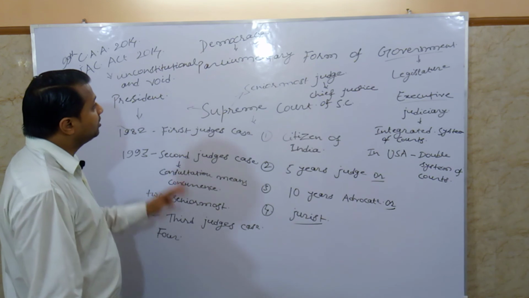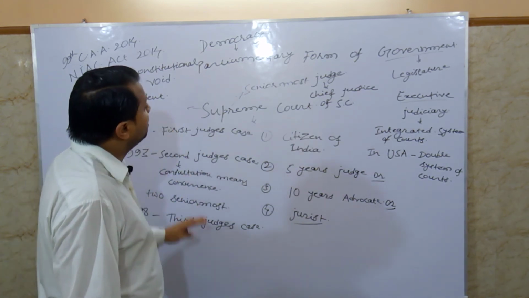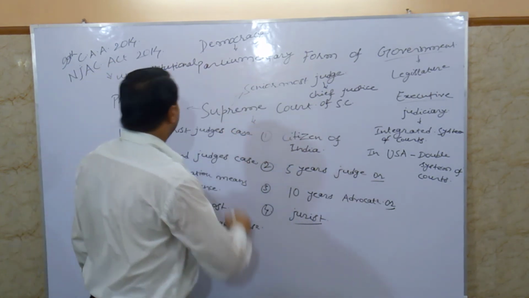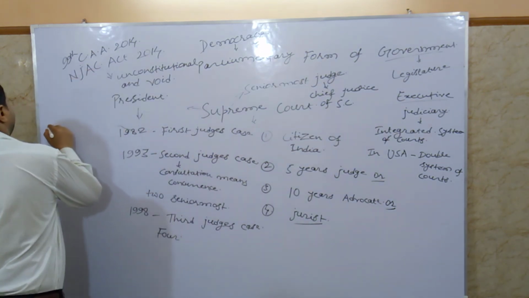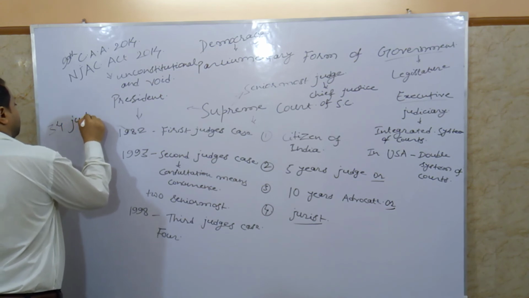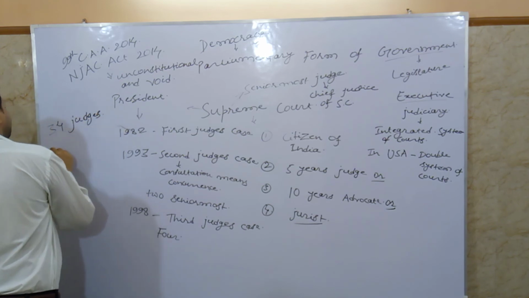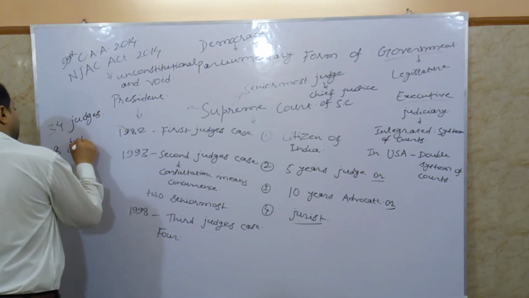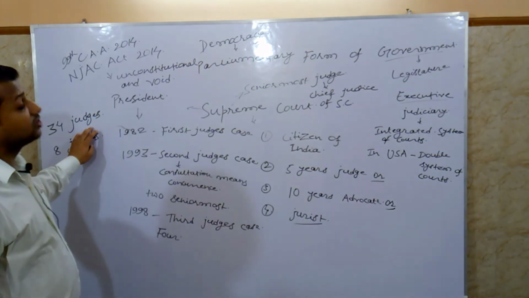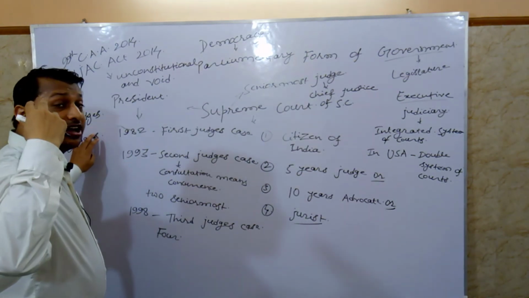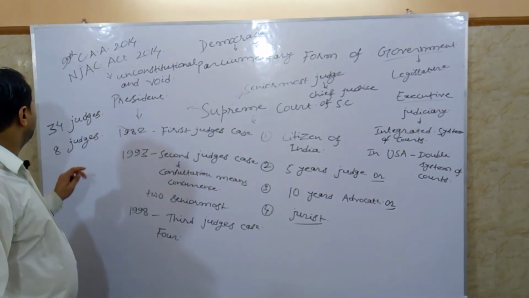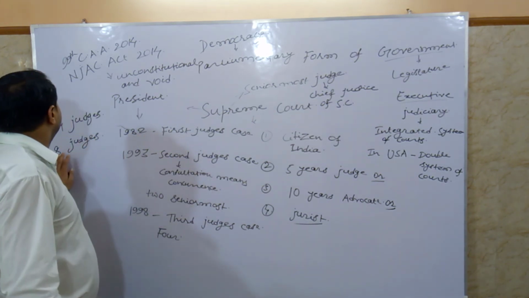So this is all about the appointment of the judges of the higher judiciary, the judges of the Supreme Court. We know that at present we have 34 judges, and originally there were only 8 judges. 34 judges we have at present, 1 Chief Justice and 33 other judges in the Supreme Court. In the original, there were only 8 judges, 1 Chief Justice and 7 other judges.